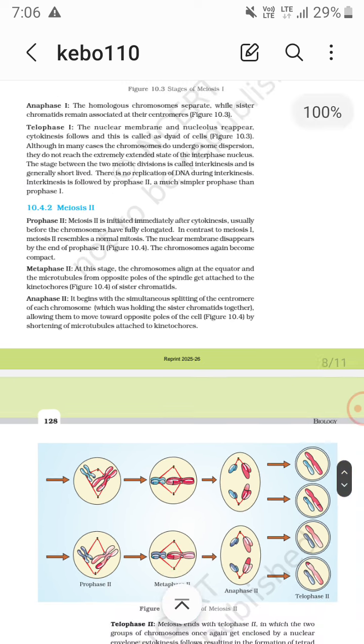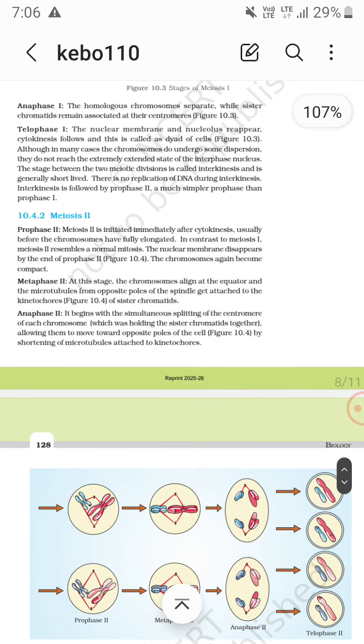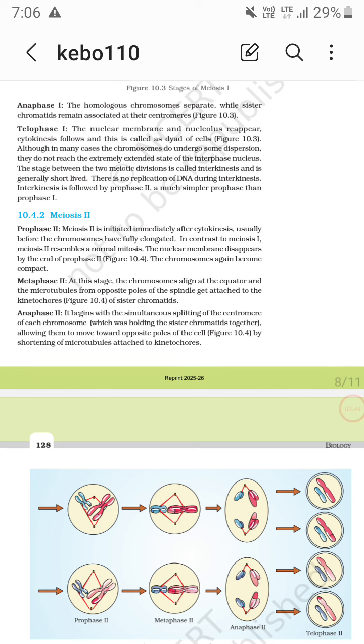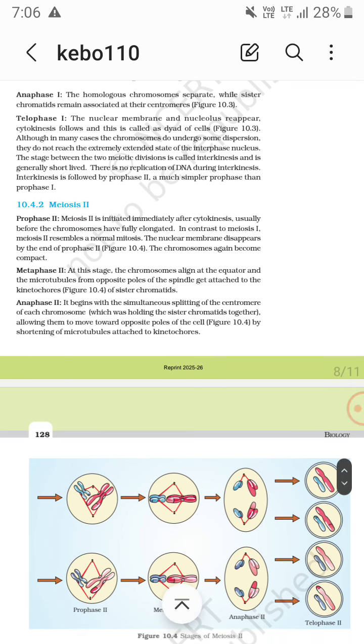And this is it. Now in telophase I, the nuclear envelope, the nuclear membrane and nucleolus reappear, and cytokinesis follows, and this is called a dyad of cells. Then there is interkinesis, which is a short-lived phase.